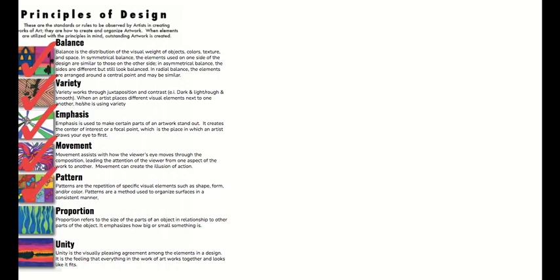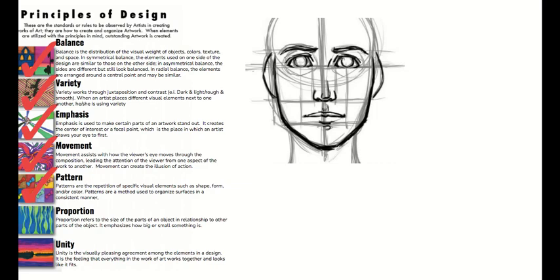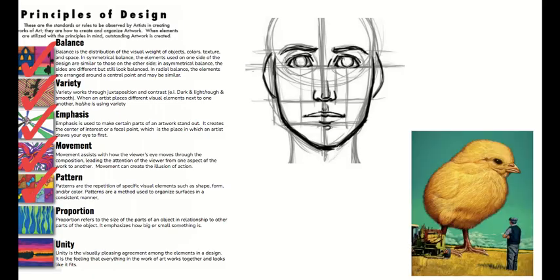Our next principle of design is proportion. Proportion refers to the size of the parts of an object in relation to another part of an object. It emphasizes how big or small something is. So when we take a look at drawing facial proportions, we will use different parts of our face to measure other parts of our face in order to get the scale or the proportions correct.